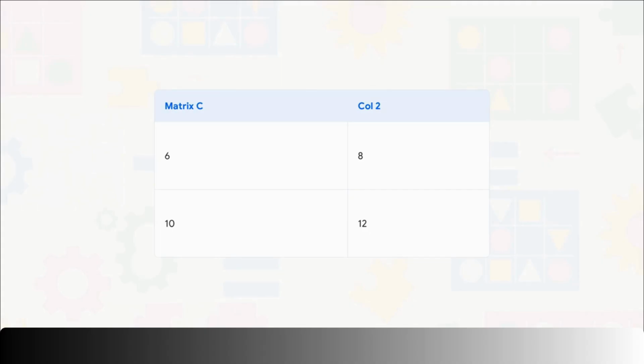Our 1 plus 5 gave us 6 for the top left. Our 2 plus 6 gave us 8 for the top right. Down on the bottom, 3 plus 7 is 10, and 4 plus 8 is 12. So our final resulting matrix, let's go ahead and call it matrix C, is simply 6, 8, 10, 12. Just remember those 3 easy steps. Verify they match, add the corresponding spots, and write it out.